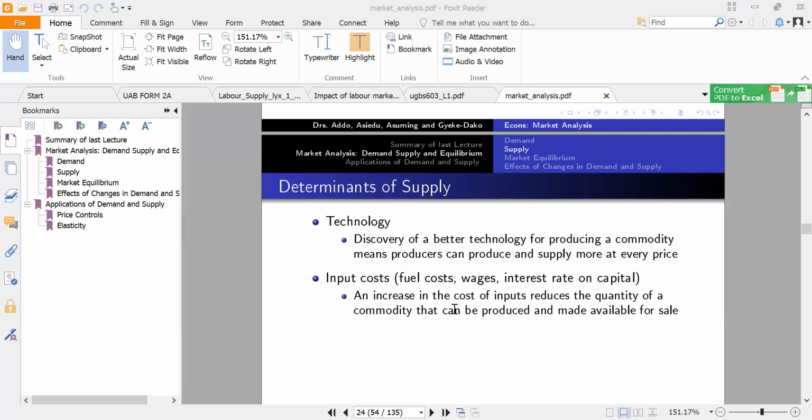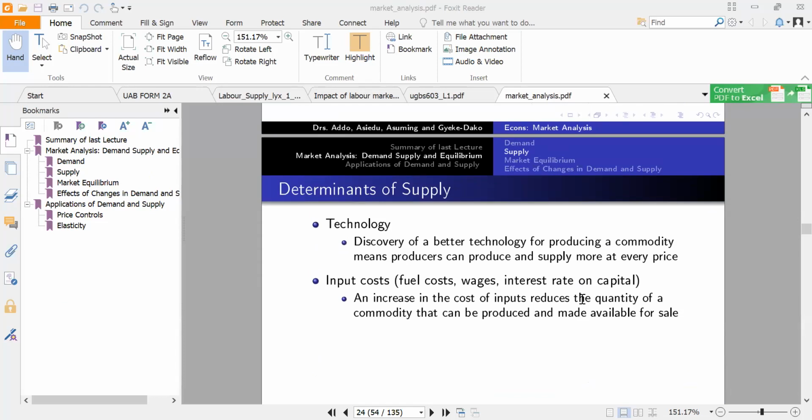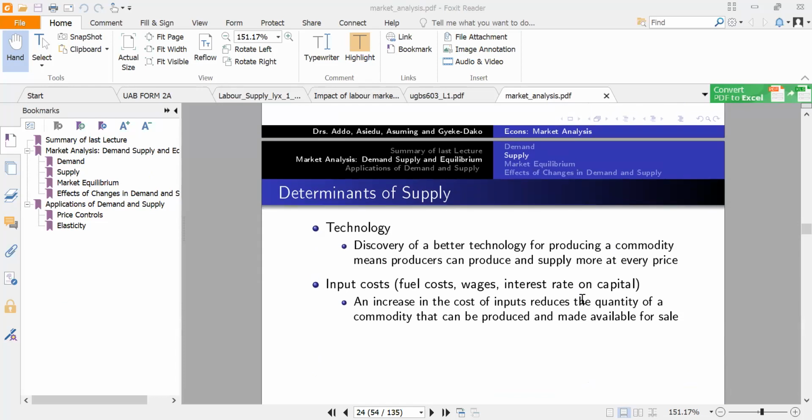So input costs: an increase in the cost of input reduces the quantity of commodity that can be produced. As your business becomes very expensive to run, you reduce production. The opposite is true. As the input cost falls, you can produce more. If workers are taking half the salary, you can hire more people and produce more.